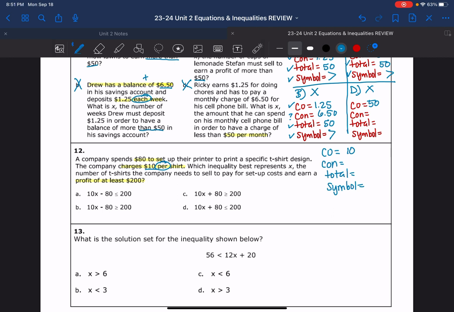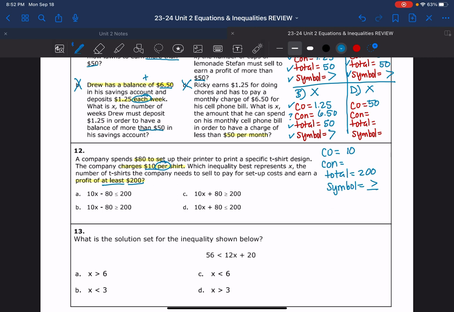Constant, let's keep looking. So it says here at the end how many shirts he needs to sell to pay for setup cost and earn a profit of at least $200. So at least $200. That at least tells me that this is the inequality symbol on the other side. So that total is 200. And think about it. If I tell you guys you need to do at least 6 questions on this assignment, that means you can do a minimum of 6 questions. You can do 6 questions or more. So our inequality symbol has to be greater than or equal to, okay?